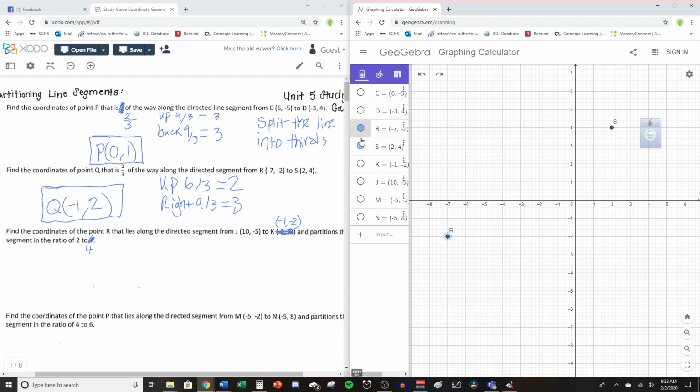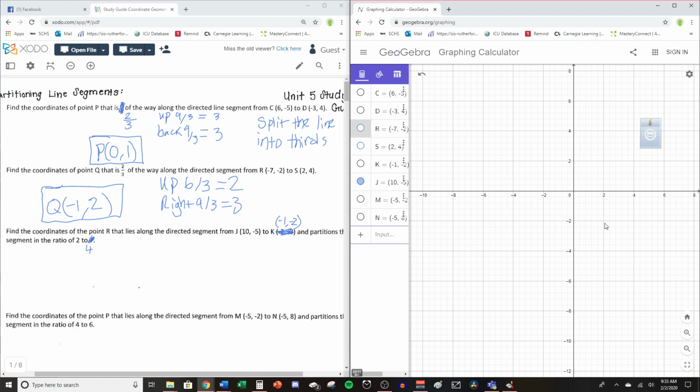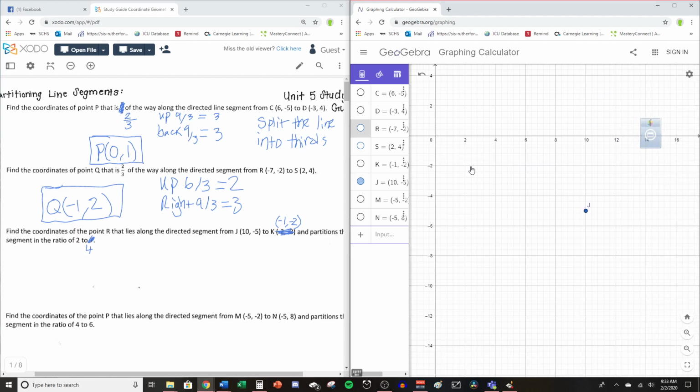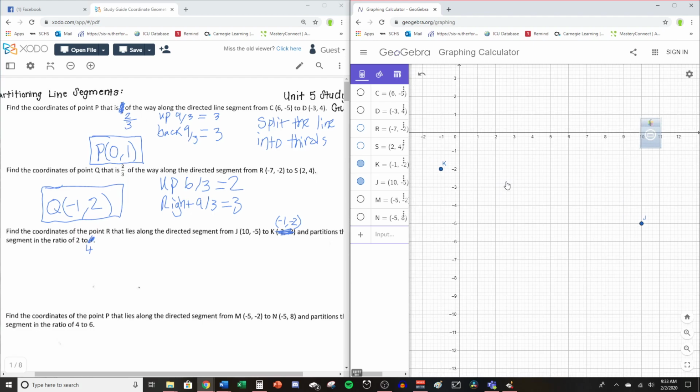So back to these points, we're looking at JK. So from J, which I can't see, where's that at? It's +10. So let's go here to there. So there's our line that we're going to have to create from J to K. We have the ratio of 2 to 4. Now that's different than what we have up here.